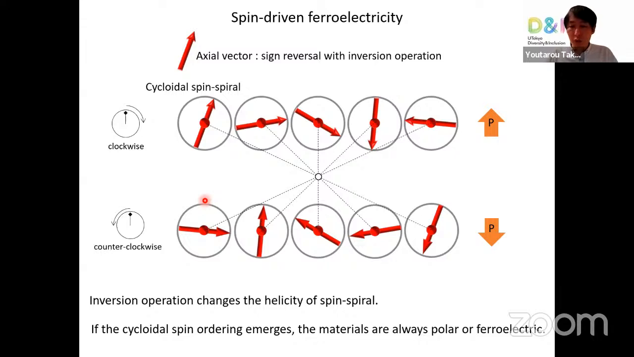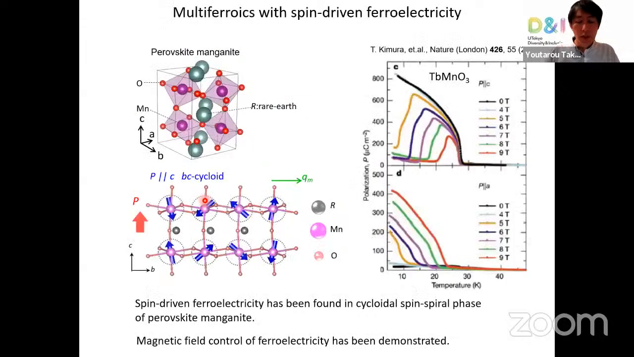This cycloidal spin structure always belongs to the polar symmetry. So if the material has this cycloidal spin structure, the material has a polarity, or ferroelectricity. Okay, the spin-driven ferroelectricity has been found in the perovskite manganite. This perovskite structure has some d electrons, and the local magnetic moment on the manganese ion is ordered at low temperatures. This terbium manganite has a cycloidal spin phase at low temperature.